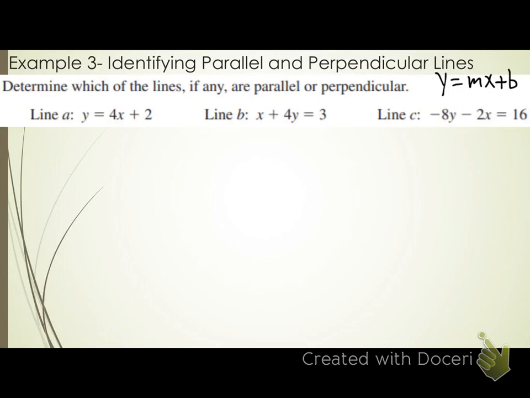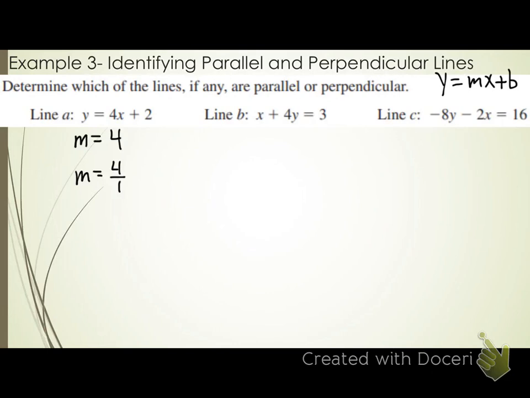So line A, is that already in slope-intercept form for me? Yes, it is. So I don't have to do any work here. I just got to identify my slope. What's the slope on line A? 4. It's the number being multiplied by x. If you want to put 4/1, because you know you're going to be looking for opposite reciprocals, go for it. Okay, line B. X plus 4y equals 3. Is that in slope-intercept form? Yes or no? No. It is not.